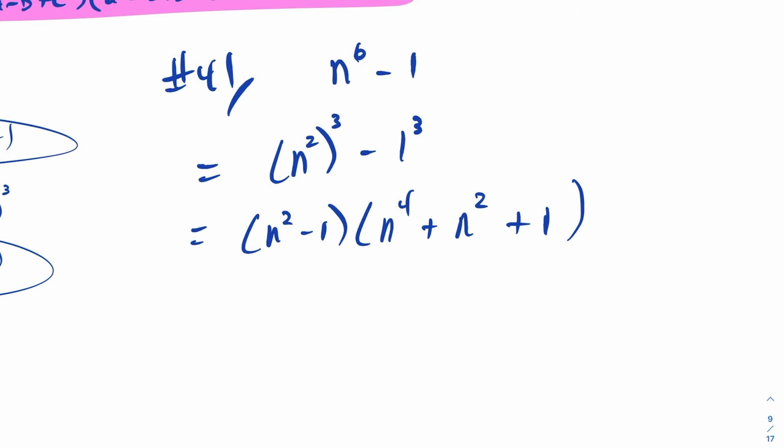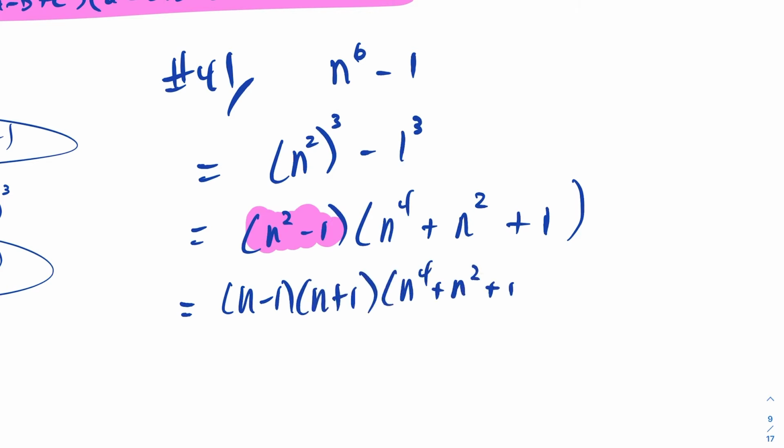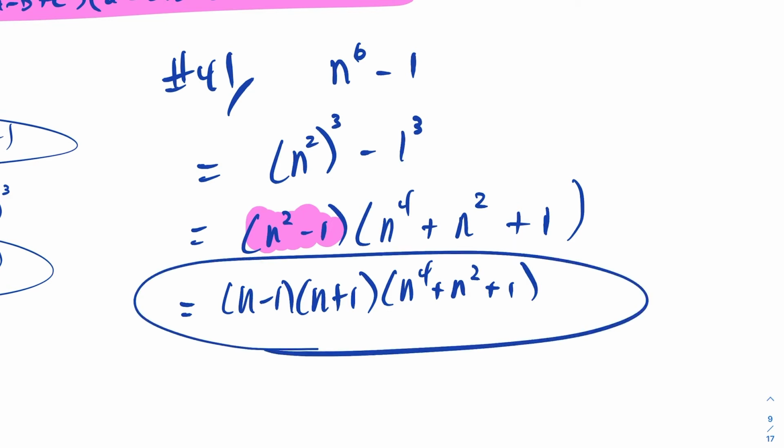Now you notice here we can do a little bit more. I have a difference of squares sitting here, so we can break this up into n minus 1, n plus 1, n to the 4th plus n squared plus 1. And now this is fully factored, this example here.